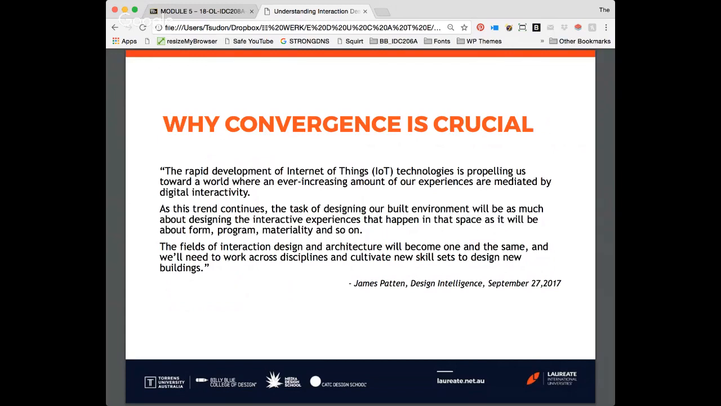So as this change continues to happen, we will need to work across increasing amounts of disciplines, but increasingly in our understanding of user psychology and user interaction with systems, alongside our understanding of how built form is structured and how it works, in order to cultivate a new set of skills that really augments the user experience in physical space, assisted by the interaction of digital space at the same time.